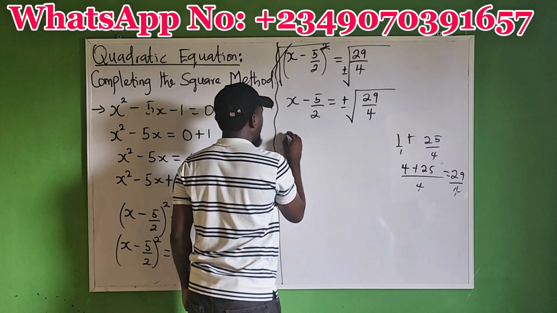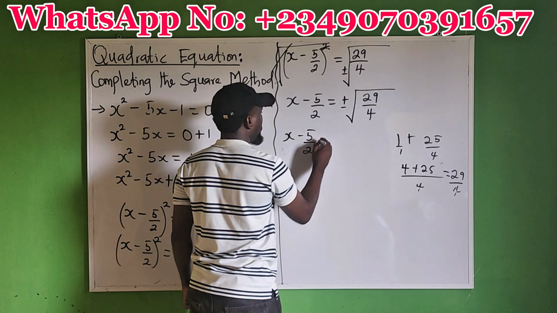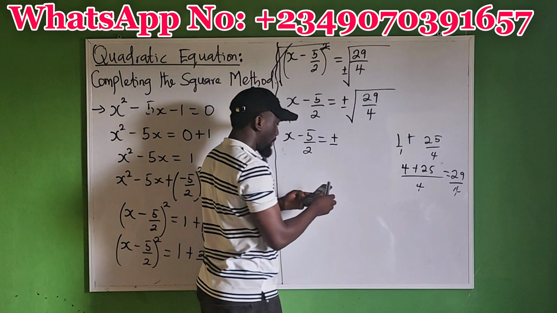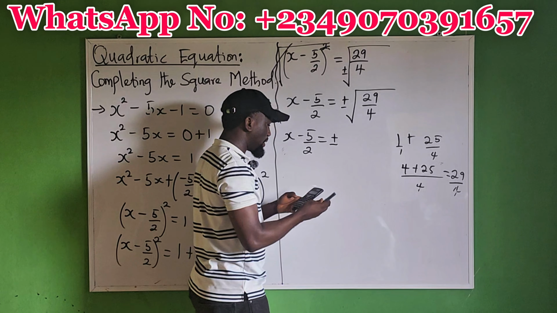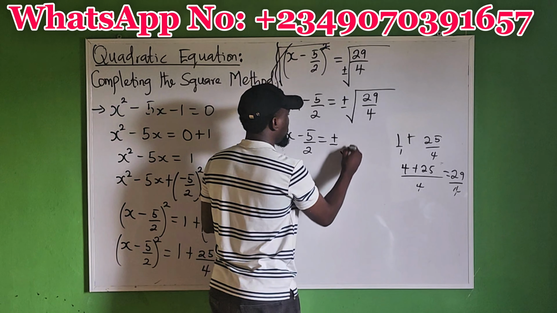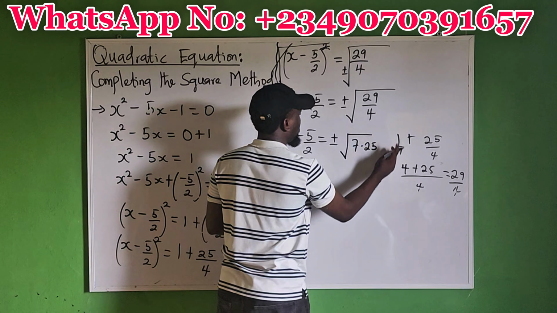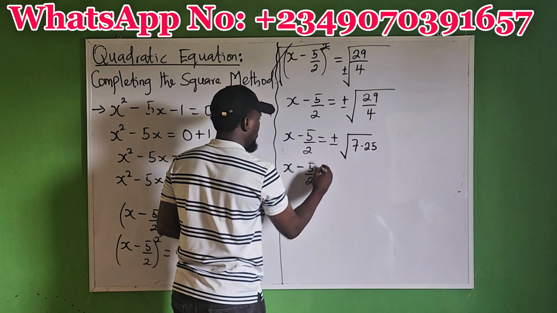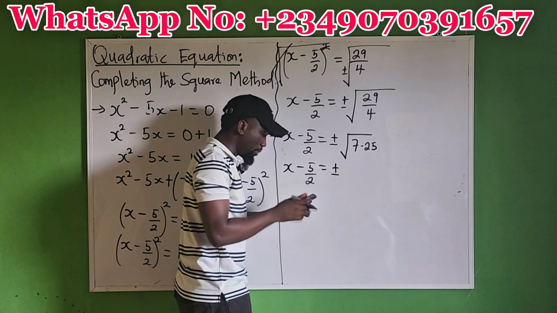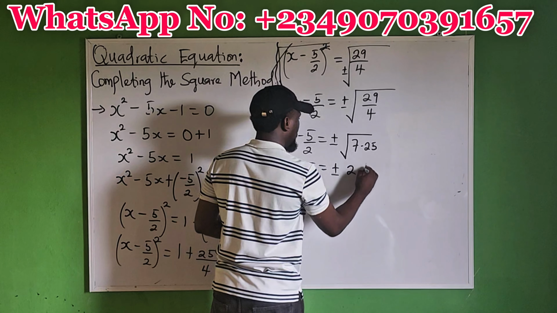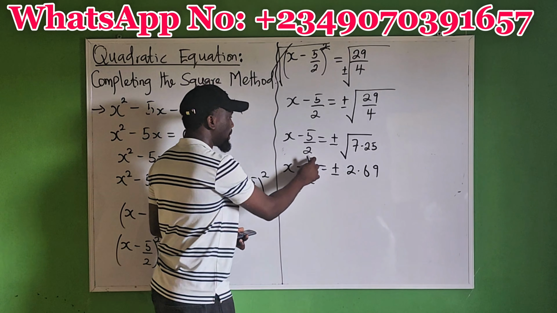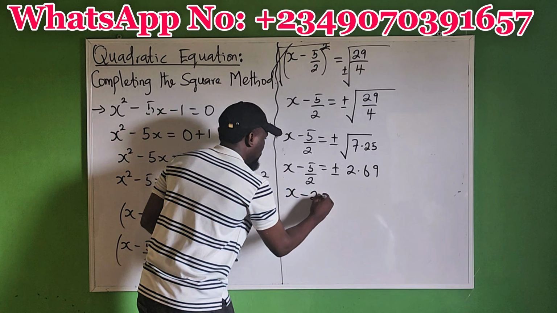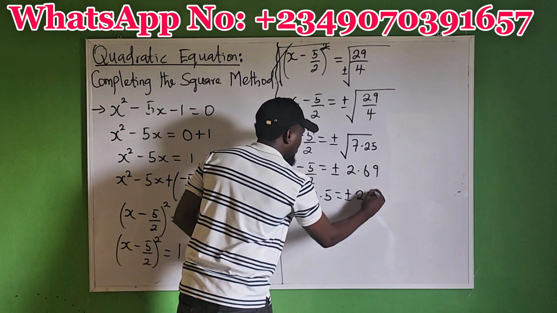All right. So we have x minus 5 over 2 equal to plus or minus the square root of 29 divided by 4. What's 29 divided by 4? That is 7.25. So x minus 5 over 2 is equal to plus or minus the square root of 7.25, which is 2.69. Remember that 5 divided by 2 in decimal is 2.5. So x minus 2.5 is equal to plus or minus 2.69.